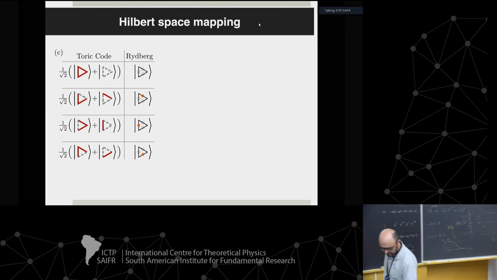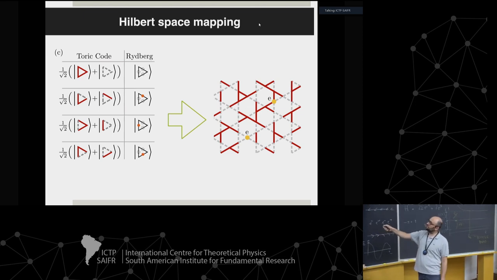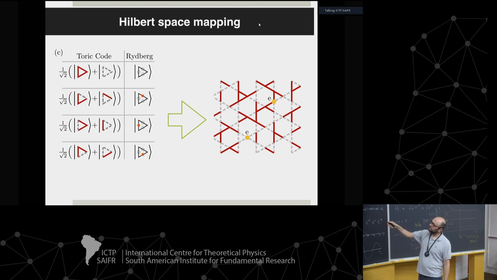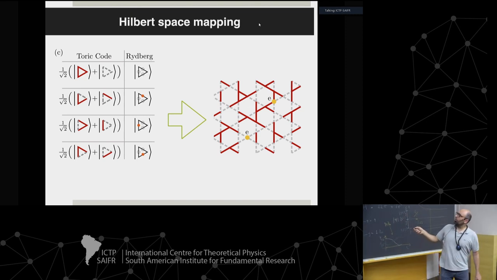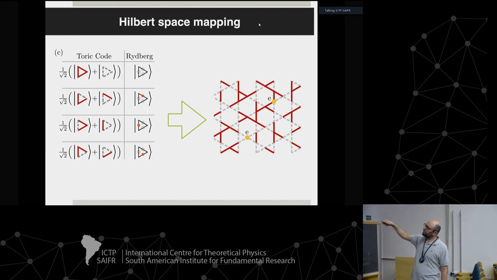Then, if you map the Rydberg configurations into the configuration of this new model, which is Rokhsar-Kivelson type, it turns out that you have configurations of this type. This is one sample. Now let me analyze them very naively. If you want to see whether there are conserved charges, you have to look at vertices. In this vertex, there is one red leg. This has three, this has three, this has three, this has one. So most vertices have an odd number of dimers touching them.